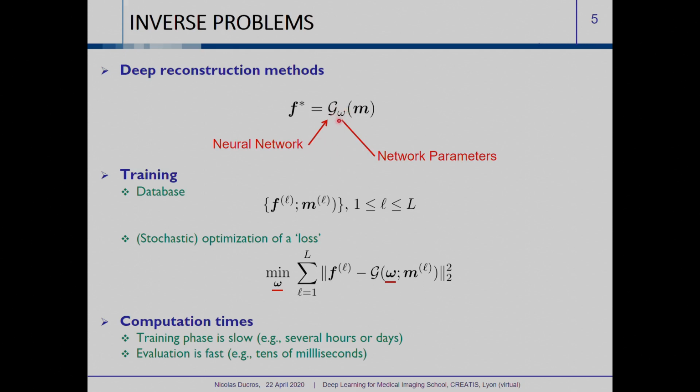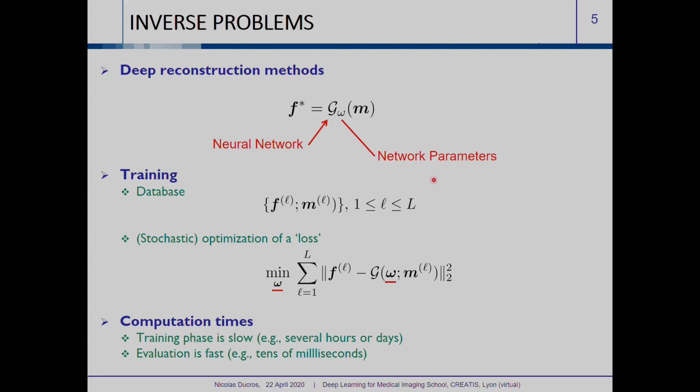Here omega represents the network parameters. So this network is just a parametric model with a lot of parameters. You want to tune the parameters such that you can get directly out of the network an image that is close to the true image that has provided the measurement M.